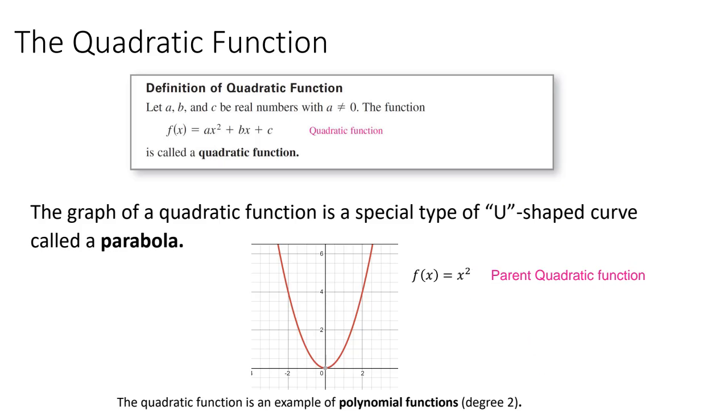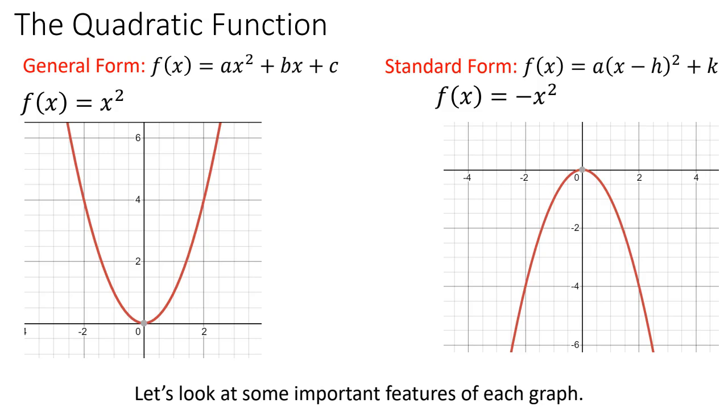What we're going to do is look at the graph a little bit more in detail. This equation here is the general form, but we also have something called the standard form. They both represent quadratic functions. They just have different ways of writing it. The first graph here, f of x is equal to x squared, we know the parabola opens upward. The second one, f of x equals negative x squared, the negative is going to open downward.